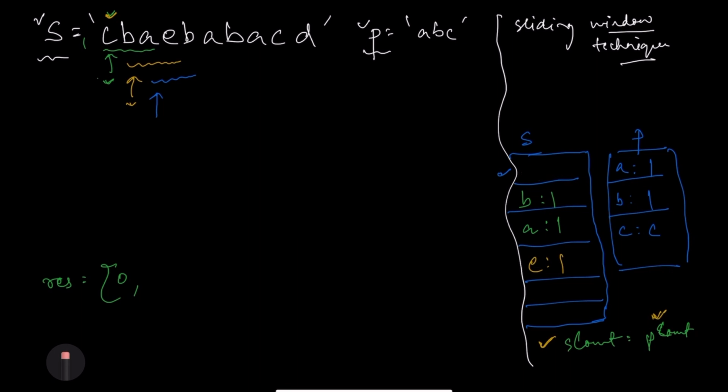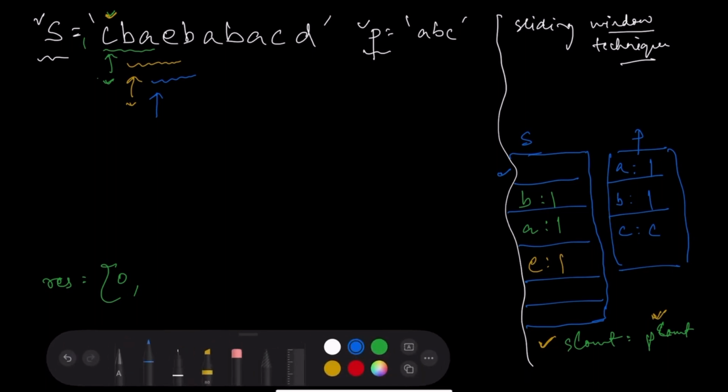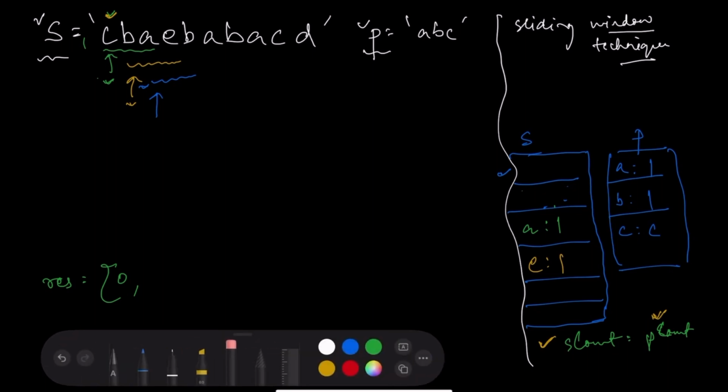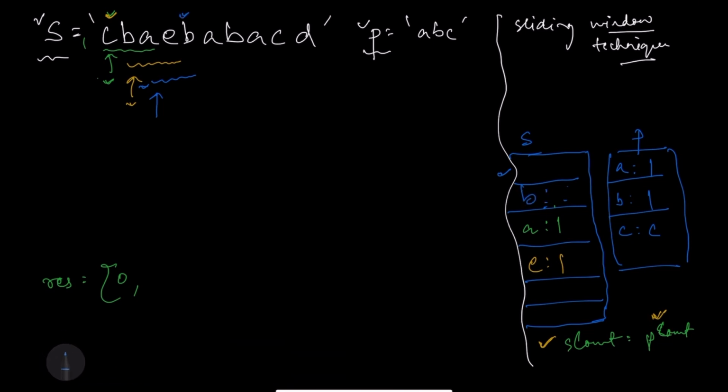We had BA. Now when I come to this window, my B's count would be decreased to 0, and as it becomes 0, it would be popping B out. So my B is now popped out, but I can see that I have found a B. So my B would now be 1. So I have got an AEB, and my S count is not equal to P count. So I would not put that into result.